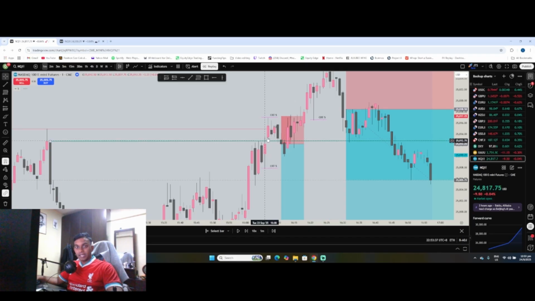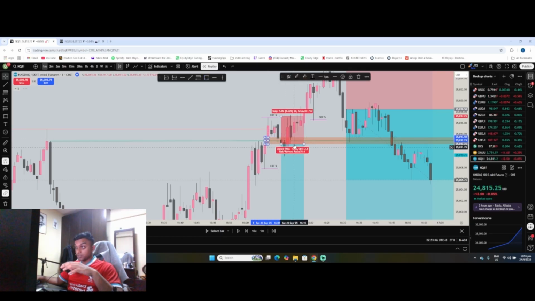There was this gap right here, right? So I thought, okay, why not? It already has an order block. It has an inverse fair value gap. I can take a trade, right?